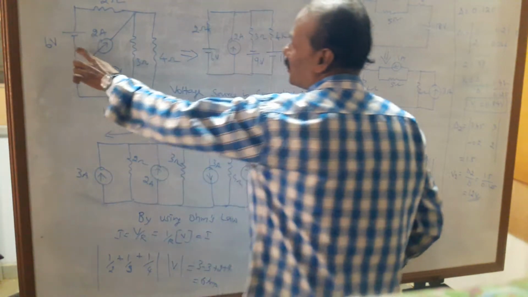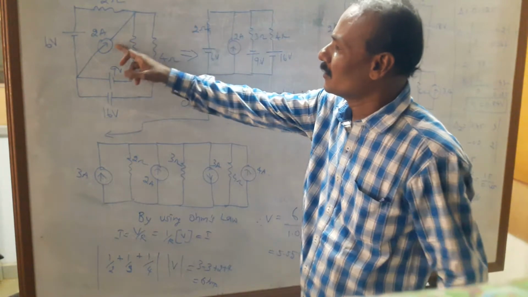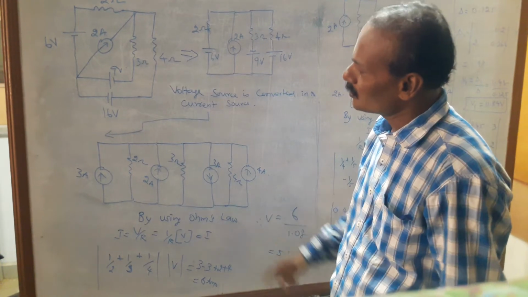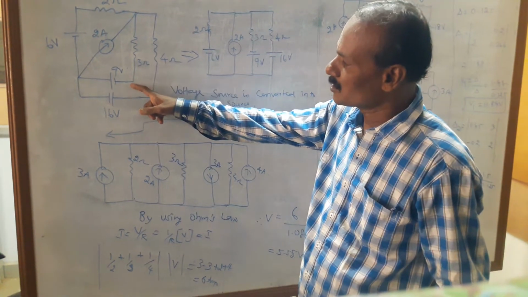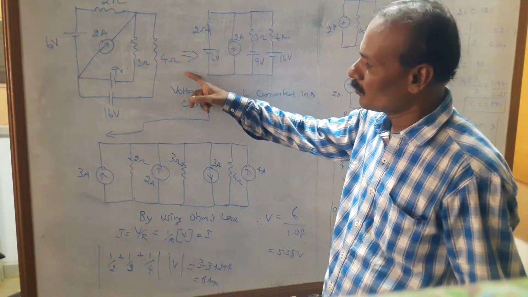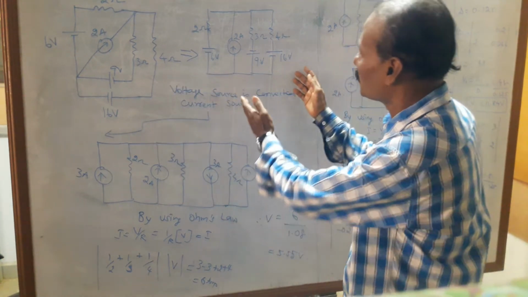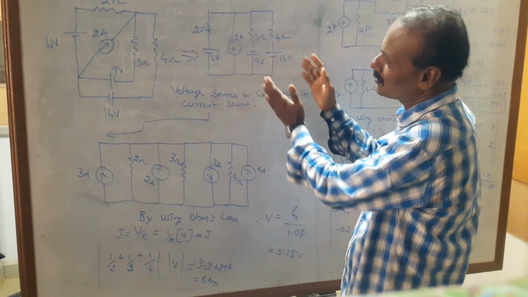Here a 6 volt source is in series with 2 ohm, then parallel with a 2 ampere current source, and a 3 ohm resistance is connected in series with a 9 volt voltage source, and a 4 ohm resistance is connected in series with a 16 volt voltage source. So here is the normal circuit.